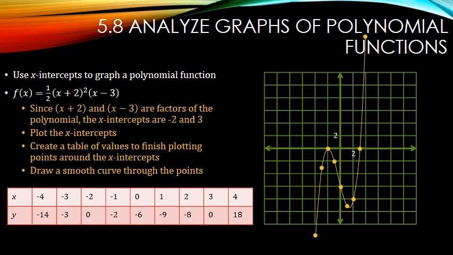If the 0 is there an odd number of times, like the 3 is only there once, right? It's x minus 3 is there once. It crosses the x-axis right there.